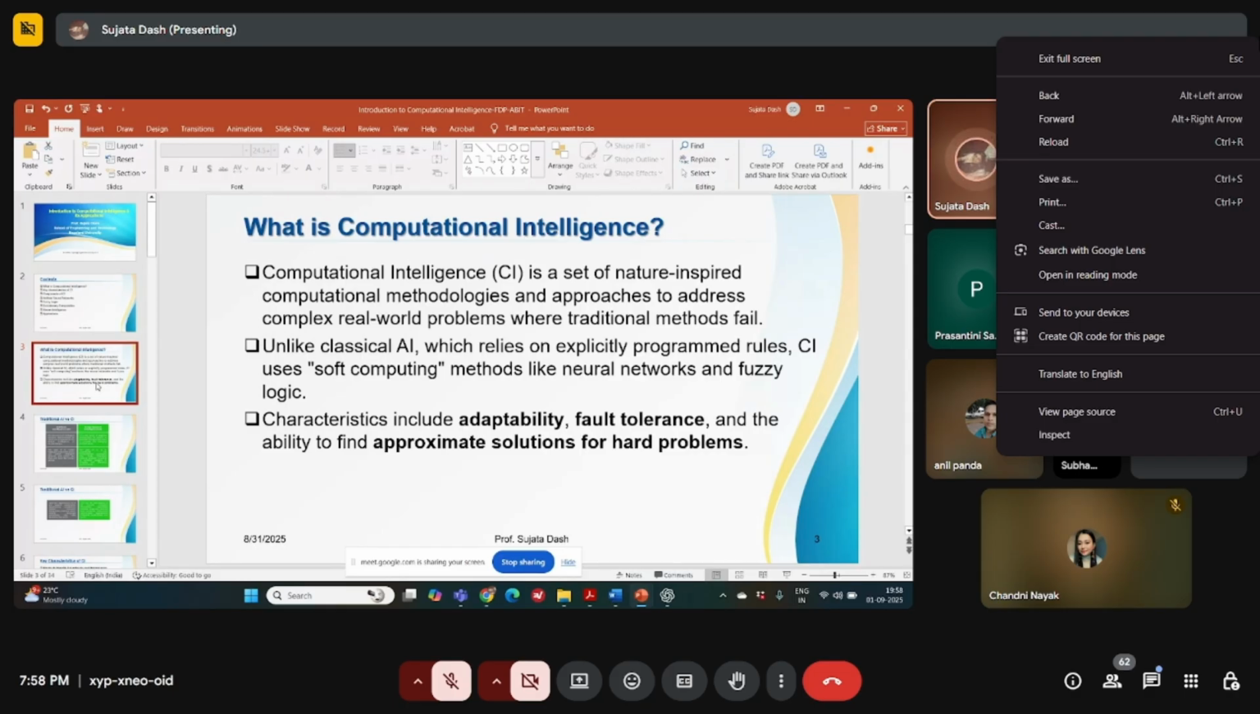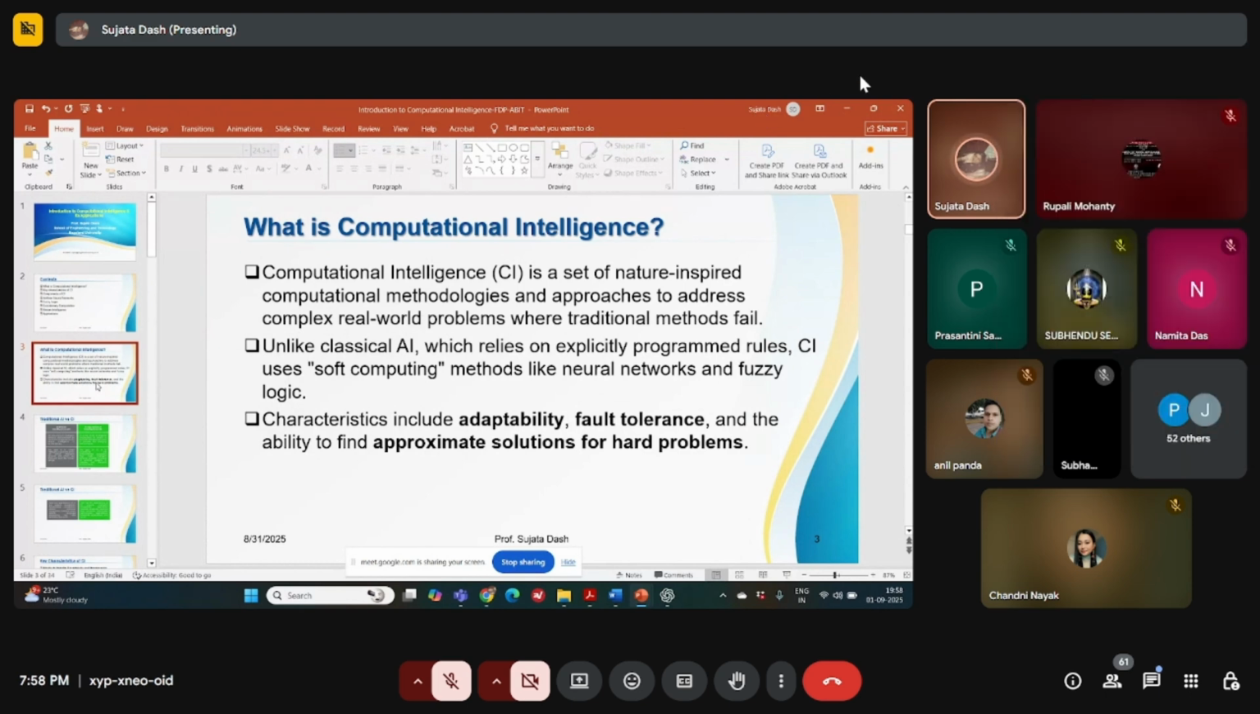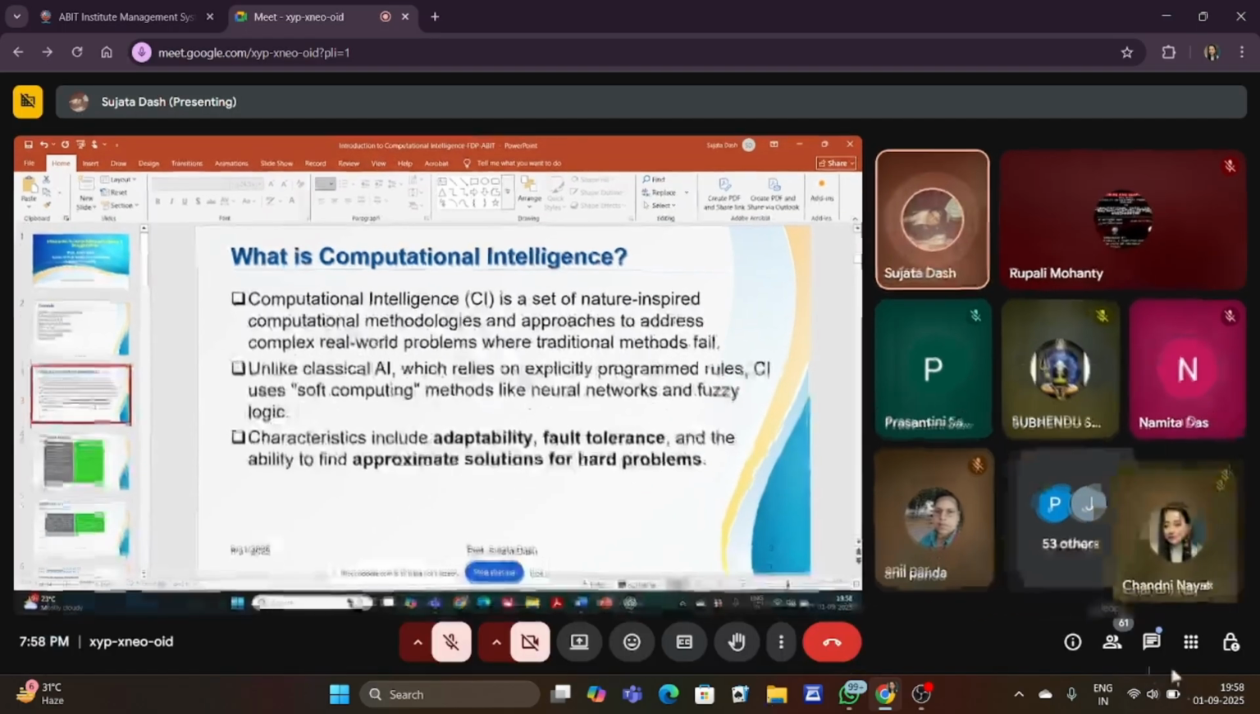Now coming to the characteristics. Characteristics include adaptability. What is adaptability? As you know, CI systems can adjust to changing environments. That means they can adapt to changing environments without explicit reprogramming. That is the biggest advantage, the plus point of CI.